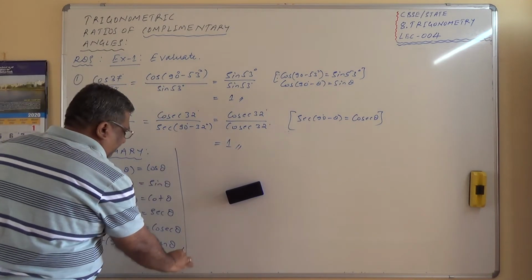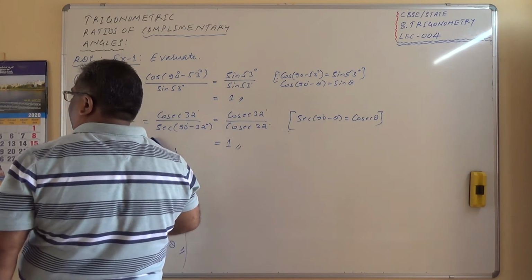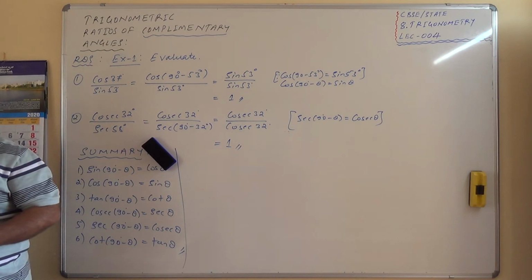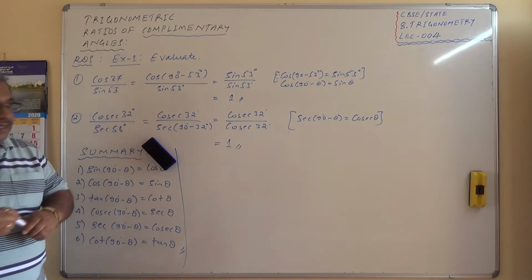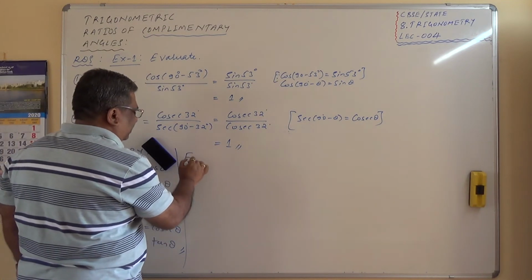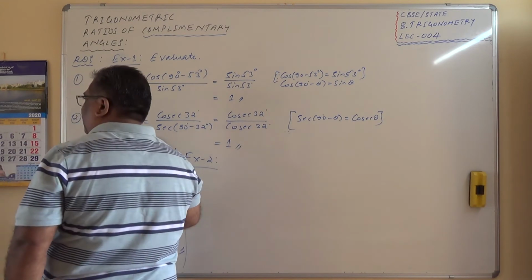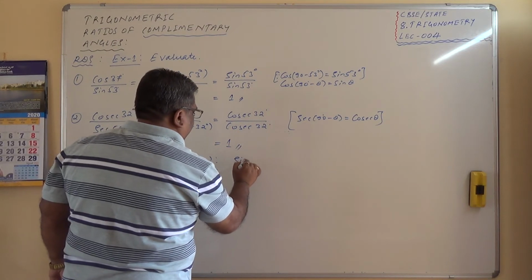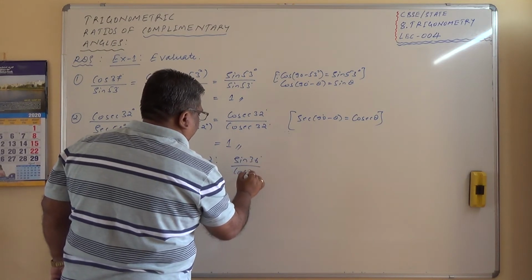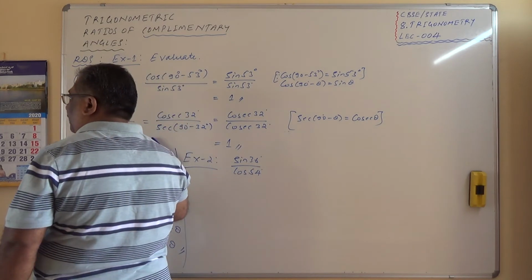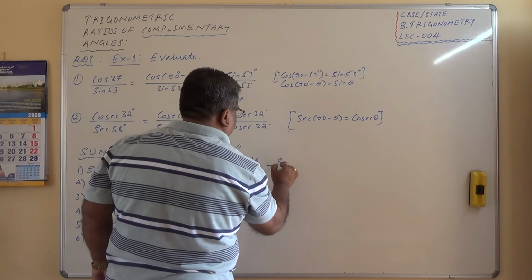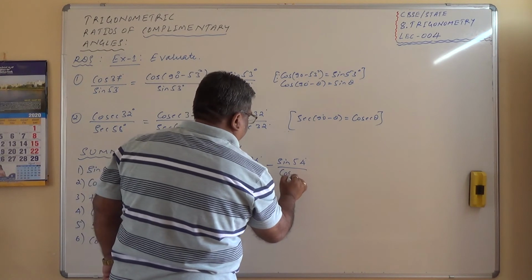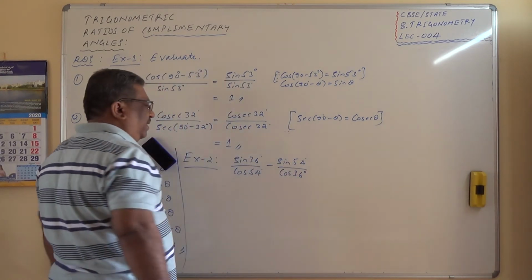Let us take the next example. Let me take a little more complicated one, since these are quite simple ones. Yes, evaluate the following. Example number 2. The sum is sin 36 degrees by cos 54 degrees, minus sin 54 degrees by cos 36 degrees. This is what we need to evaluate.